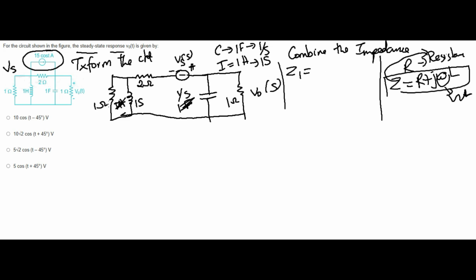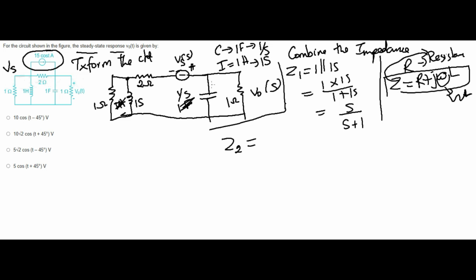Z1 means this 1 ohm parallel with the 1S. So 1 into 1S divided by 1 plus 1S. That's right, so I can write 1 into 1S, meaning S, divided by 1S plus 1, that is S divided by S plus 1. That's all. Then we go for the Z2.